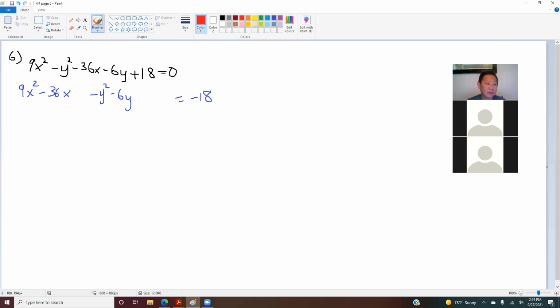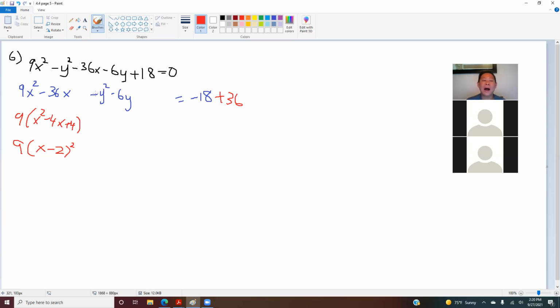I'm going to try the x part first. It would be 9 parentheses x squared minus 4x, minus 4, plus 4. That is correct. The 9 factors out, you take half of the 4 and square it, that's 4. But what do we need to add on this side? 36. Okay, and we can factor it. So what's the factor for this one? x minus 2 squared. I think this is exactly the same as number 5, right? On the x piece.